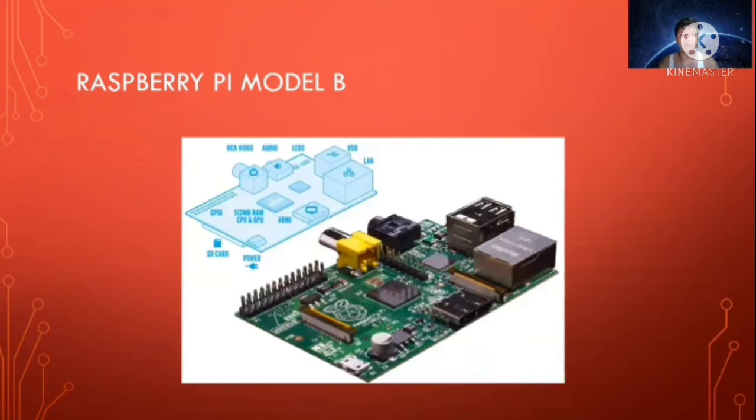So this is the example of Raspberry Pi model. So you can see you can insert the SD card, GPIO pins, then the RCA video, audio, LED, USB, LAN, HDMI, then HDMI ports, then the CPU and the GPU, then this is the power.